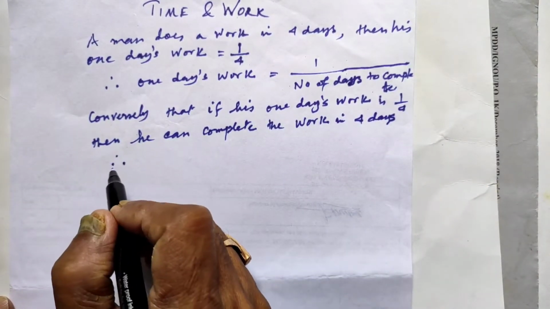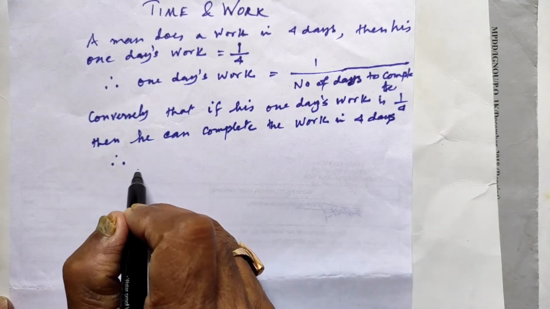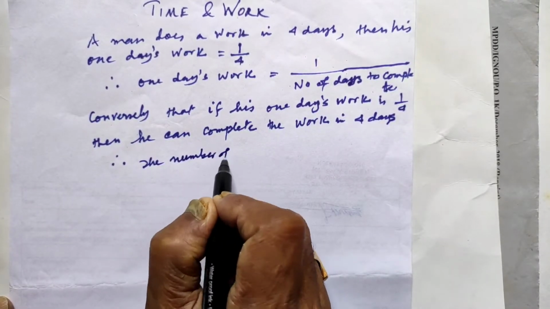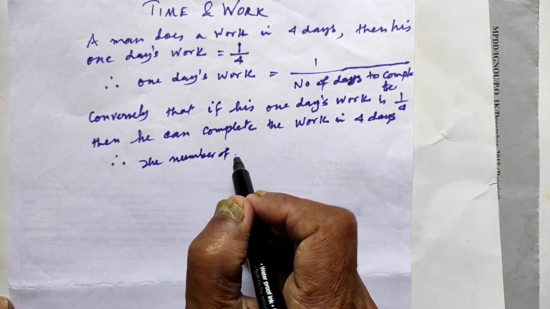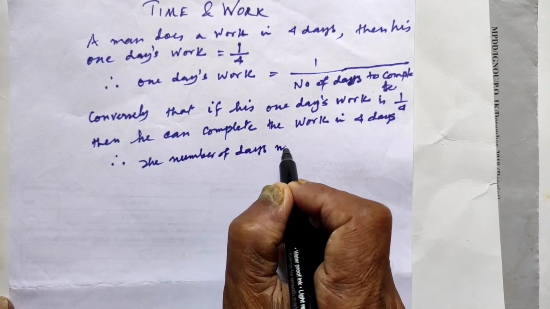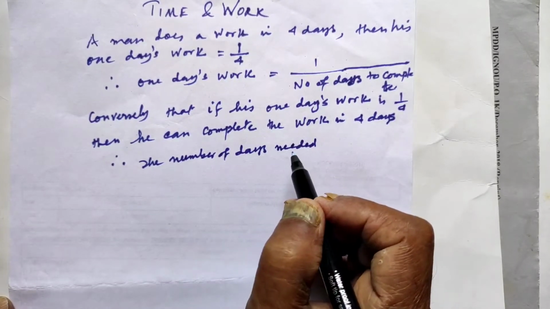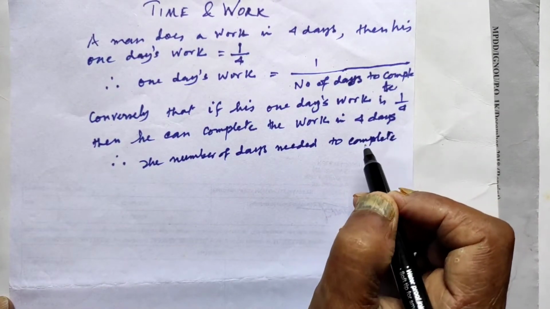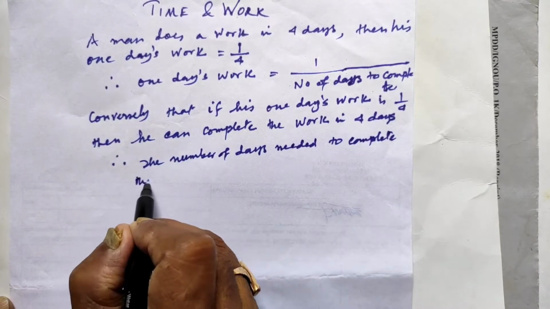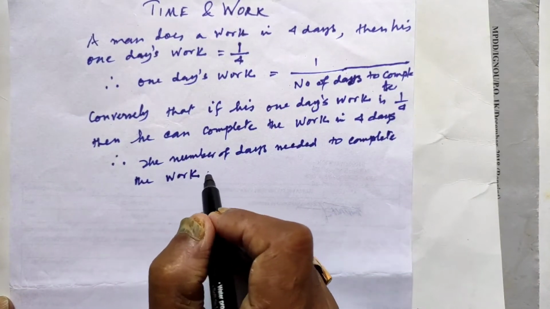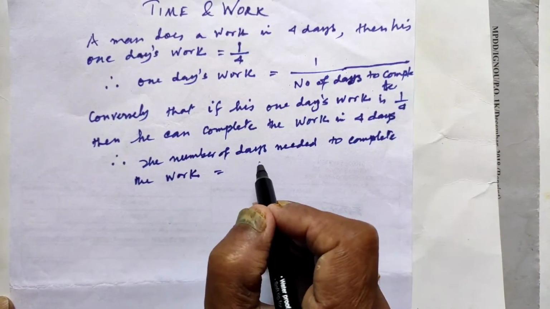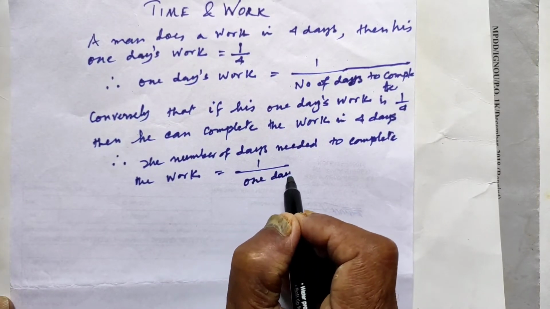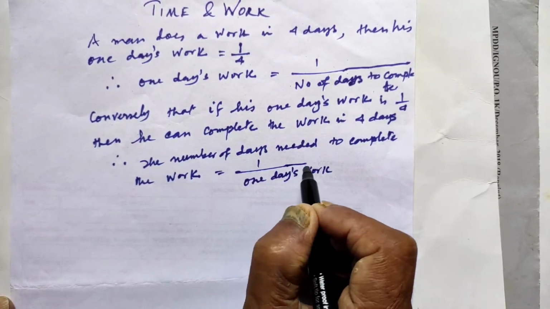Therefore, we can say easily that the number of days needed to complete the work equals 1 by 1 day's work.